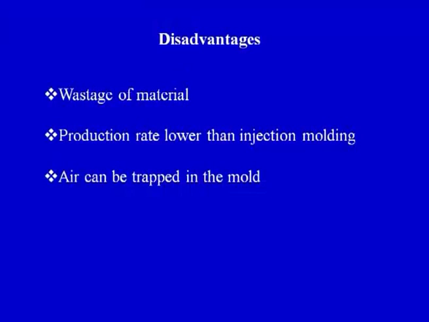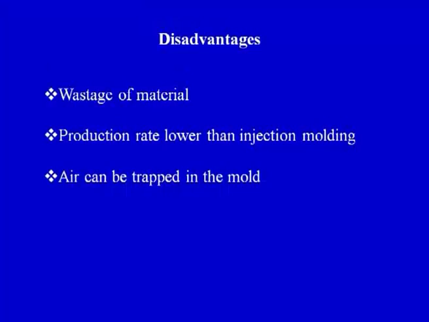So we have seen that in transfer molding we have a certain set of advantages, and we will also have certain disadvantages. Now what are the salient disadvantages found with the transfer molding process? These are the wastage of material. Sometimes the metered amount that we have taken may not be transferred fully to the mold cavity, leading to wastage of the material. Production rate is lower than injection molding, yes, because in injection molding we can have very fast cycle times and a large number of parts can be made in a minimum amount of time.